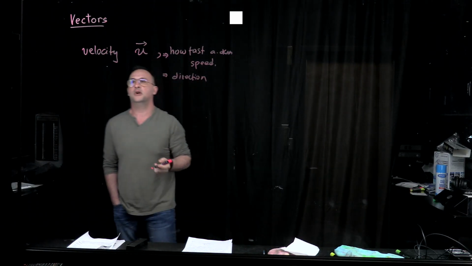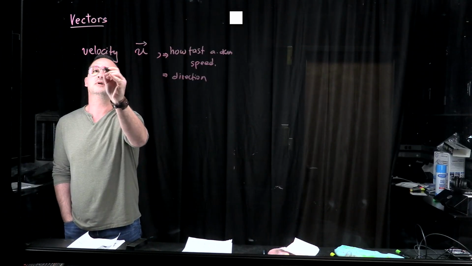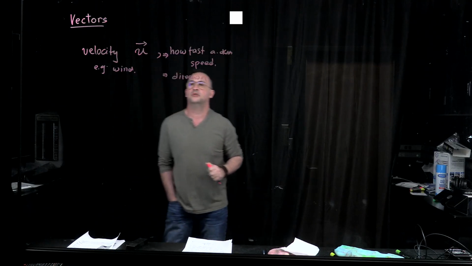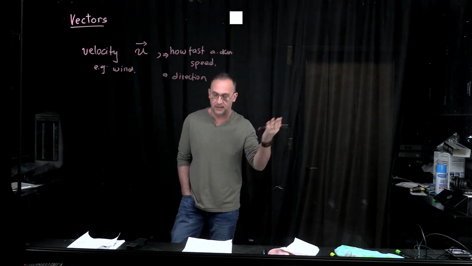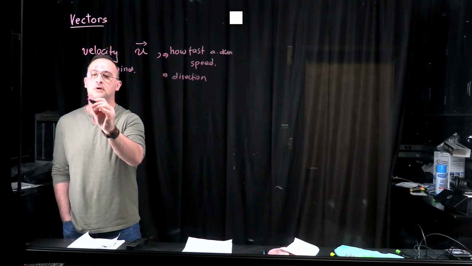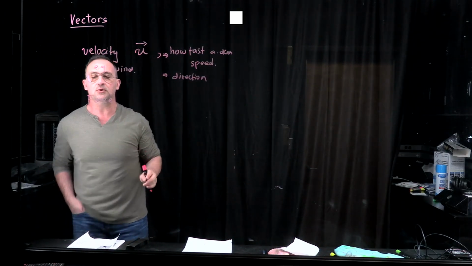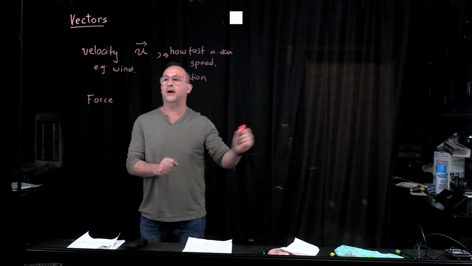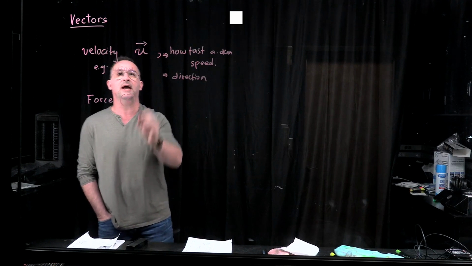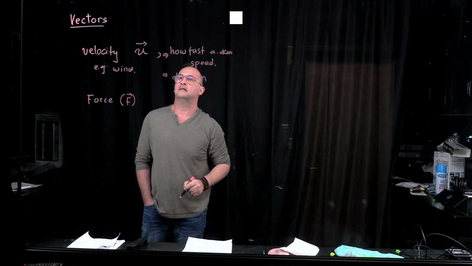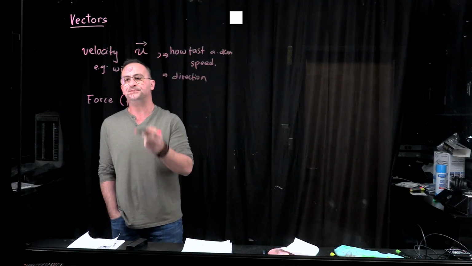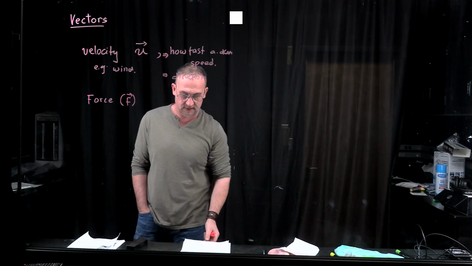For instance, the velocity of the wind. Example: the wind has a velocity of 5 meters per second, and it's north-northeast. So we need to know the direction. The same is the force. When we say push a box, we need to know the direction that we're pushing it. So the force is also a vector, and it's denoted with a little arrow above the letter that we're using to introduce this physical variable.